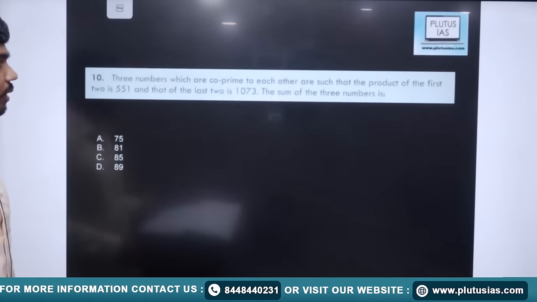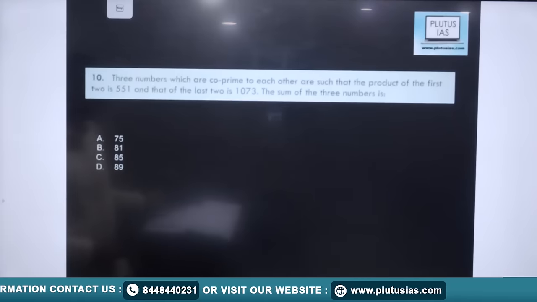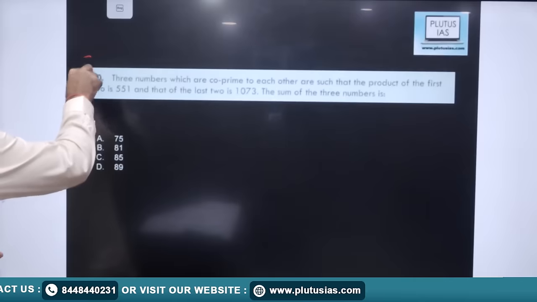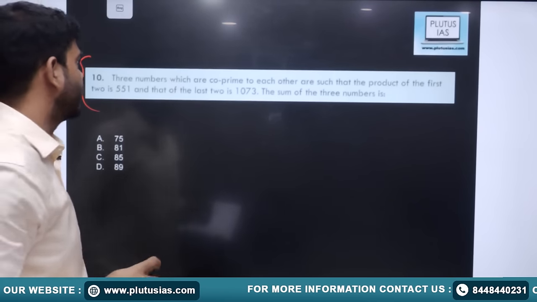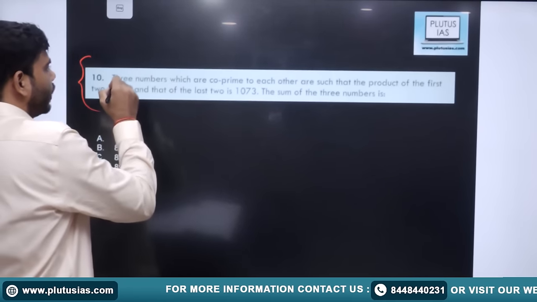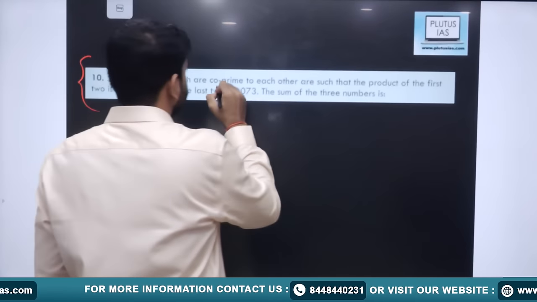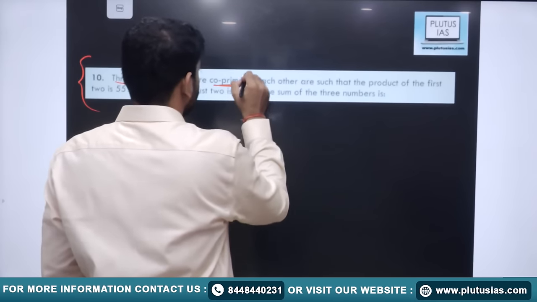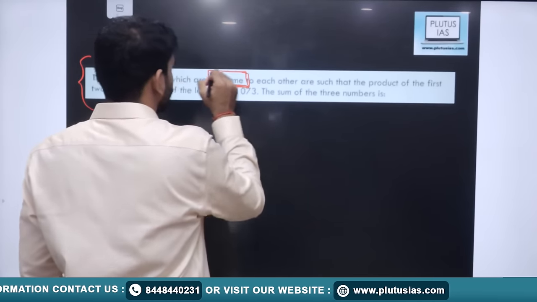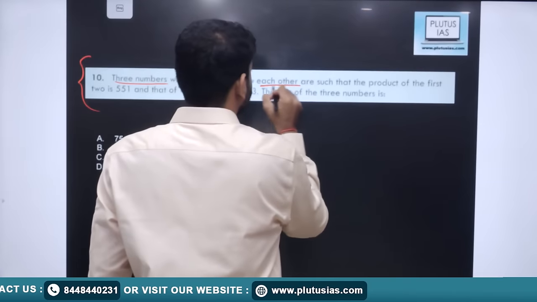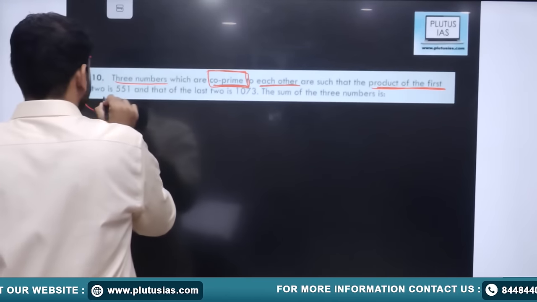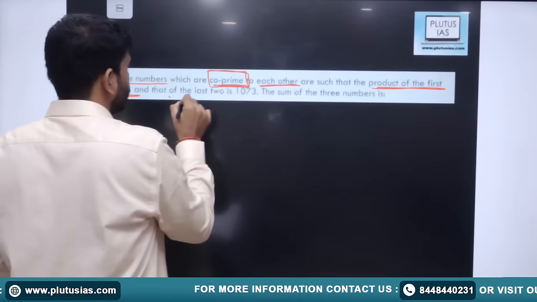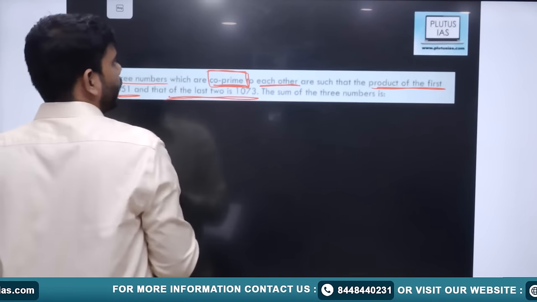So this is the final question. This was not asked in a previous year question paper, but it was a very interesting question and a direct use of LCM and HCF. So let us read the question. We have three numbers which are co-prime, we got a keyword over here, co-prime to each other, such that the product of the first two is 551 and of the last two is 1073.